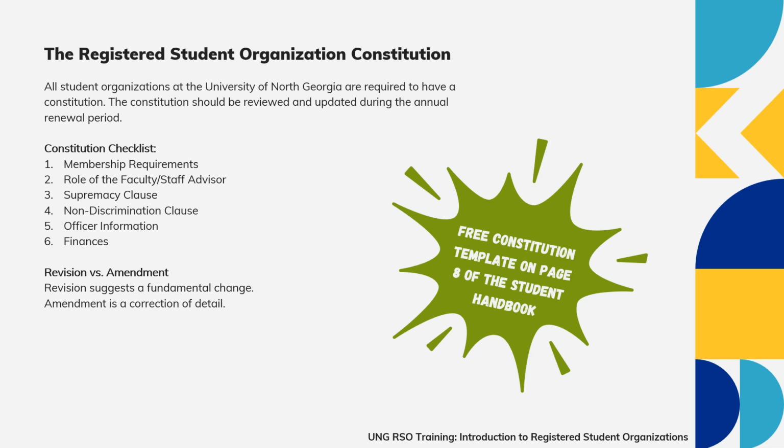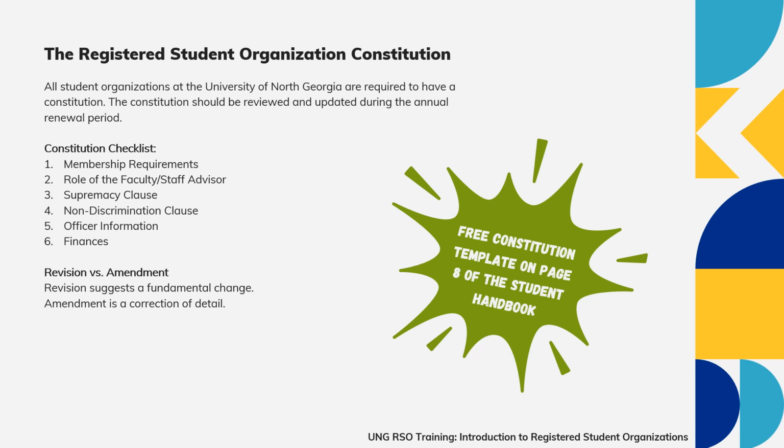Supremacy clause. Your organization must state that it will abide by all university, state, and federal laws and policies. Non-discrimination clause. Your organization must state that it will not discriminate against any students for any reason. Officer information. Your constitution should clearly outline the roles and responsibility of each member of leadership. In addition, you should outline how your organization plans to elect and remove leaders. Finances. Your organization must detail how it plans to manage its budget. The Constitution should be reviewed and updated during the open enrollment period.